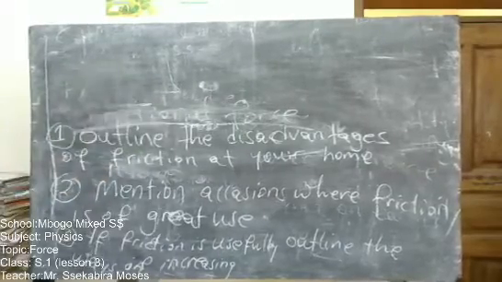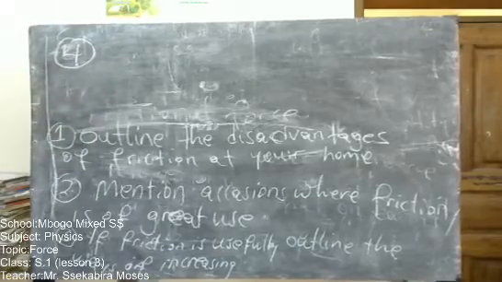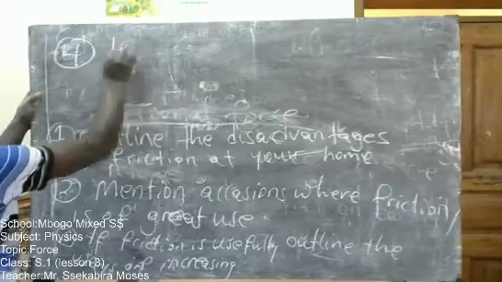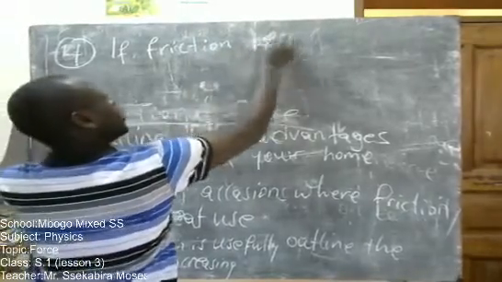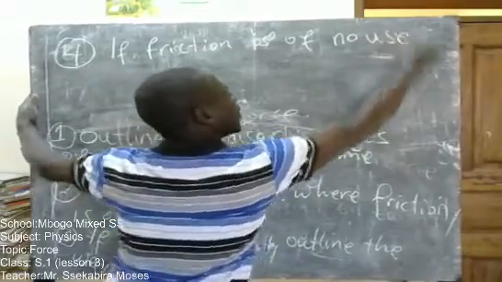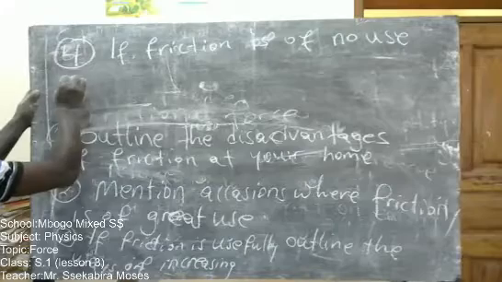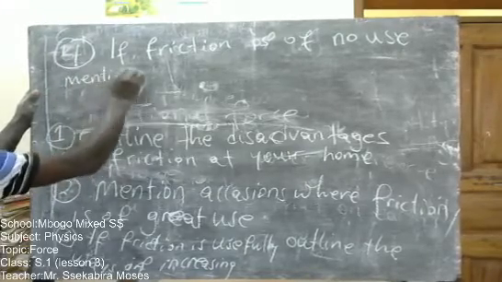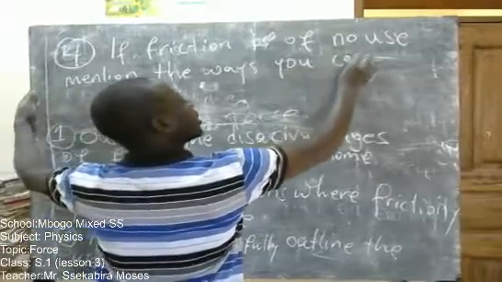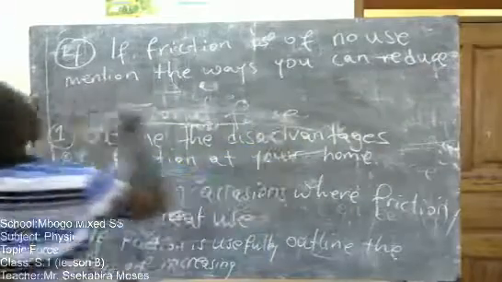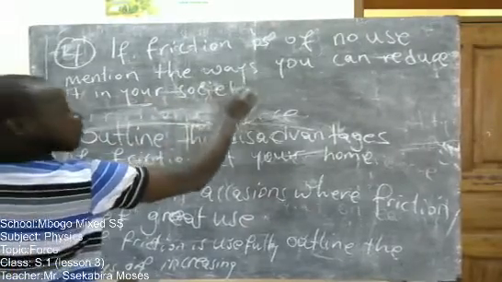Another assignment is number 4. If friction is of no use, if it is a nuisance, mention the ways you can reduce it in your society.